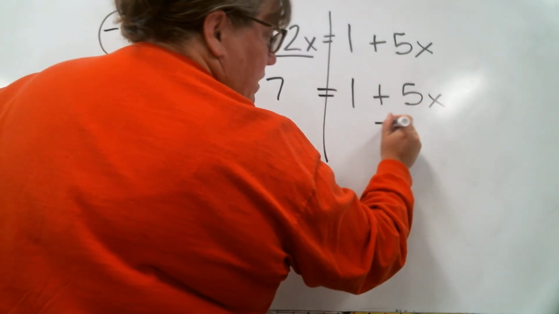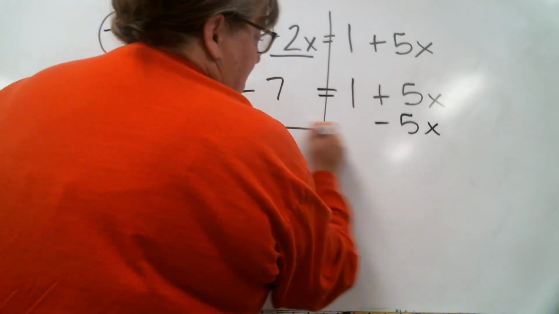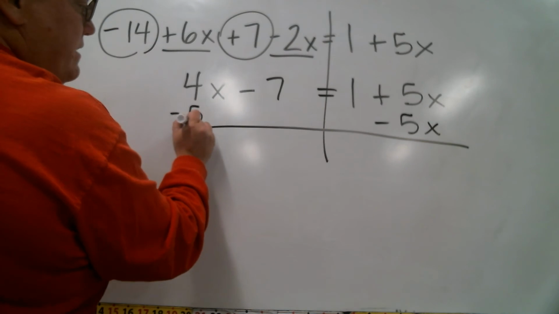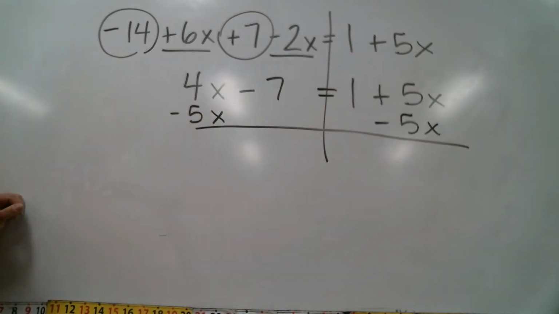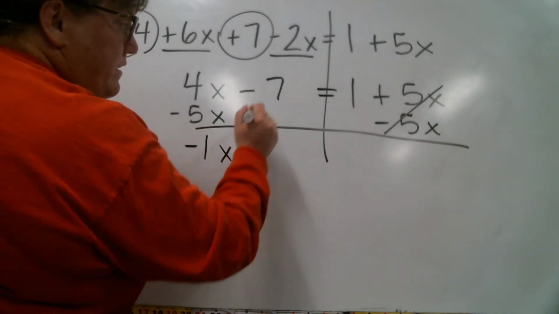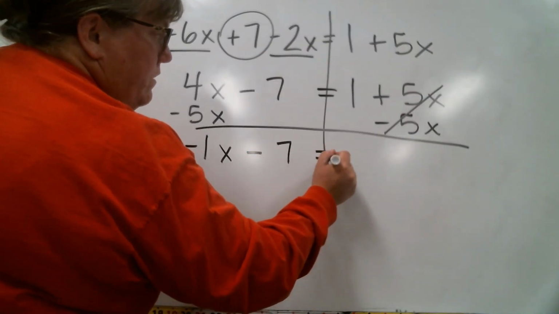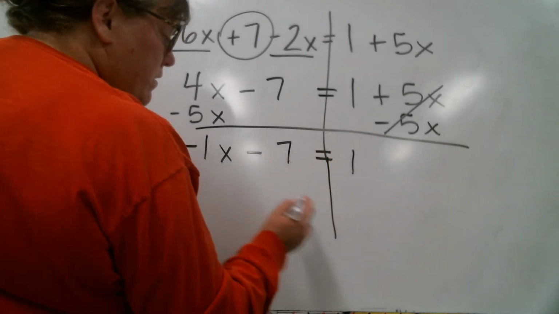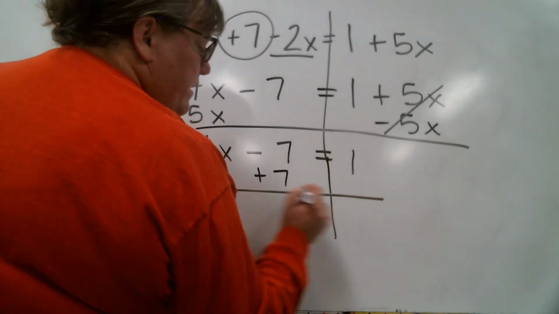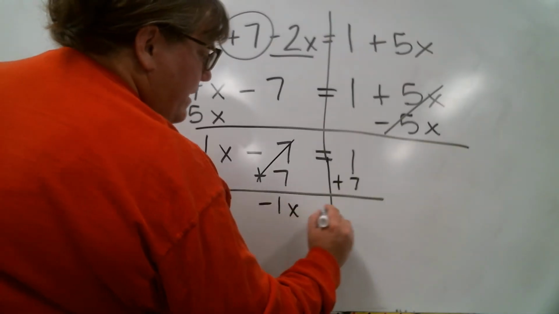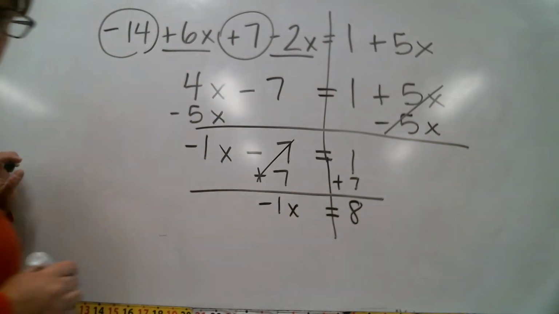Positive 5x, I'm going to remove that with negative 5x, minus 5x. So I come here under the x's and put minus 5x. Okay, so I got that canceled out over there, and I'm going to rewrite 4 minus 5x is negative 1x minus 7 equals 1. Okay, and then I finish it up just like you're good at. So I add 7 to both sides, and I end up with negative 1x equals 8.